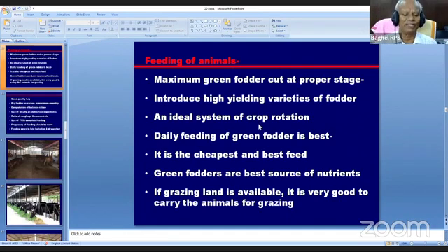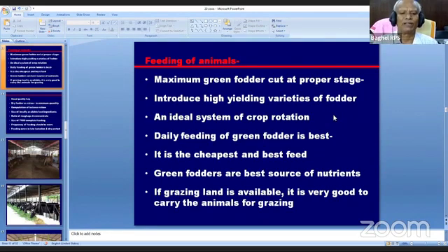Now regarding feeding of the animals, which is a very important point, the reason being the total cost of milk production in the animals, around 70% is because of feed only. This is one single component which greatly affects the milk productivity and cost of the milk production. So you must take care that excellent feeding arrangement should be done for the animals.